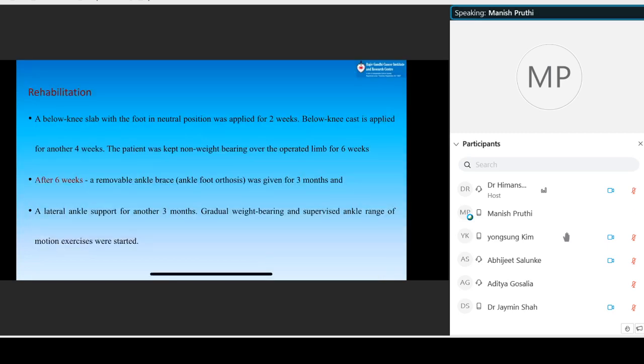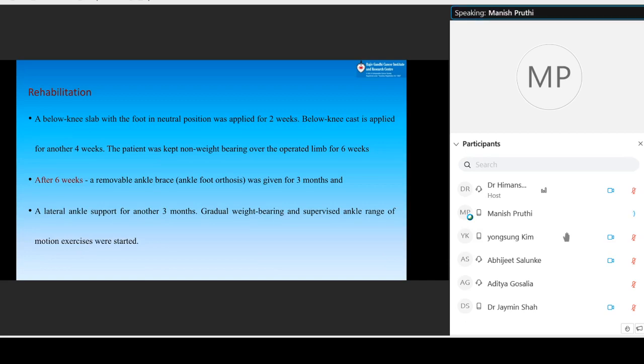Once we do that, the rehab is what we follow, and the same was in the paper: we keep the patient non-weight bearing for 6 weeks, 2 weeks in a slab and 4 weeks in a cast. After 6 weeks, the patient gets a removable ankle foot orthosis for 3 months. During this duration, the patient starts gradual weight bearing. Then we continue another ankle support, a lateral ankle support, for a period of 3 months.